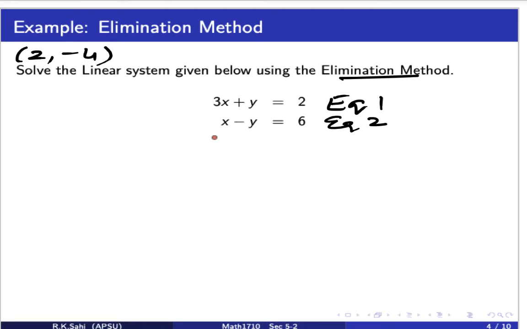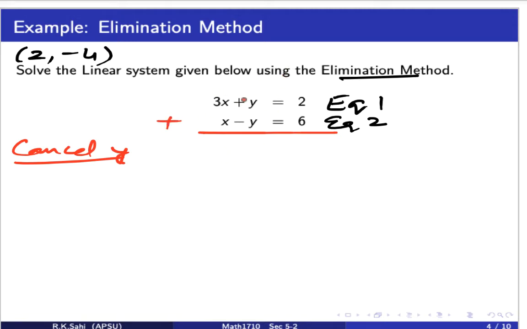Okay, so we have made the decision: we will cancel y. In order to do that, when I cancel y, I draw a straight line below these equations and I add them.